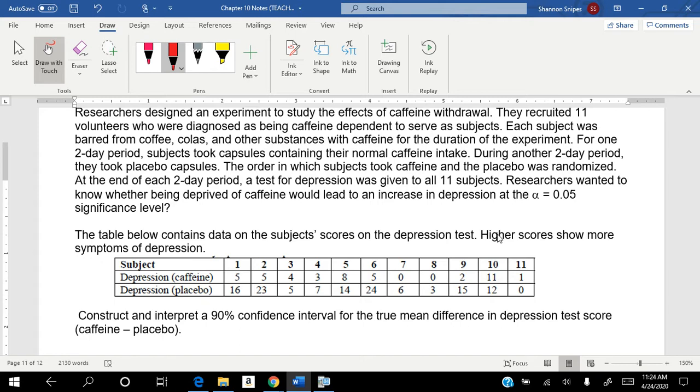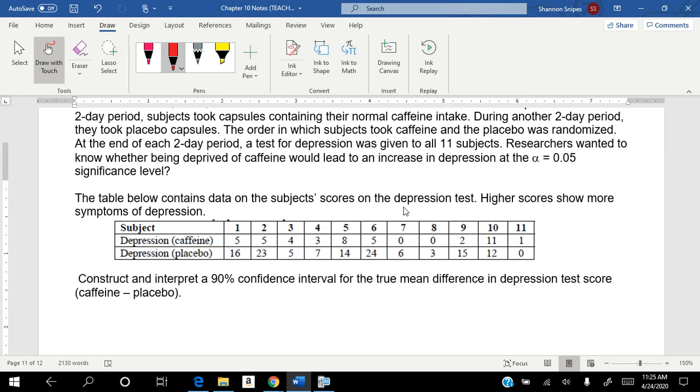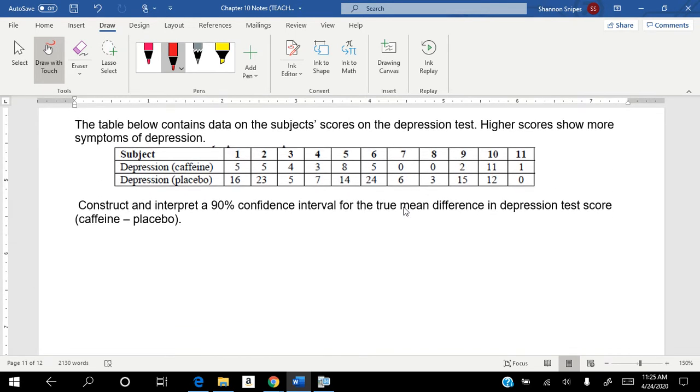Researchers wanted to know whether being deprived of caffeine would lead to an increase in depression at the alpha equals 0.05 significance level. The table below contains the data on the subjects' scores on the depression test. Higher scores show more symptoms of depression. Construct and interpret a 90% confidence interval for the true mean difference in depression test scores, caffeine minus placebo.